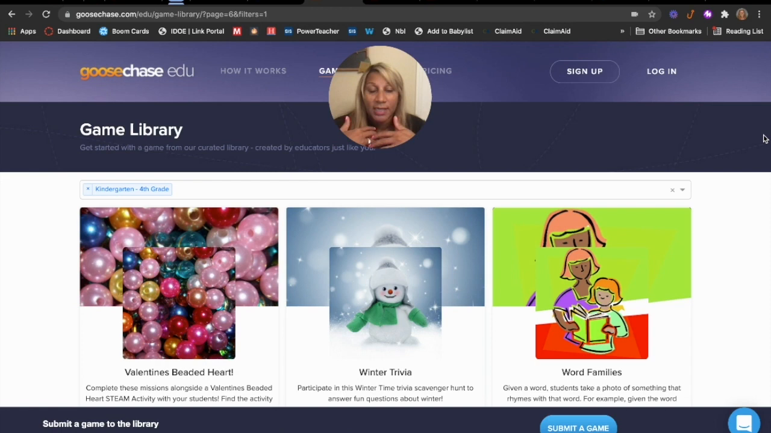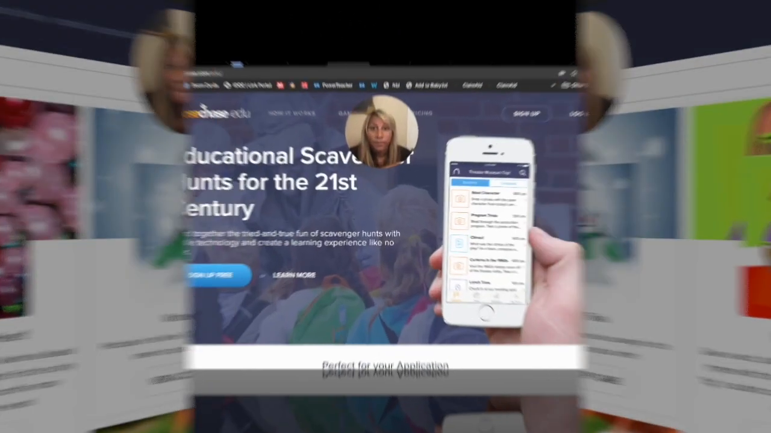And really, what Goose Chase is, it's a scavenger hunt where you ask people to find different things, they earn points, and it's kind of a game. It's a competition, but you don't have to build up the competition piece. So when I started thinking about this social emotional learning, I went to look at Goose Chase to see if anything was already created. And I was really excited to see that they do have some things already created to support social emotional learning. So let me just show you a little bit about what Goose Chase looks like.